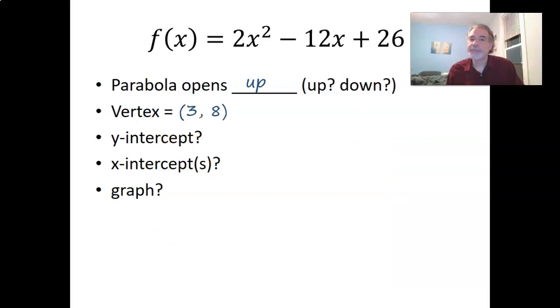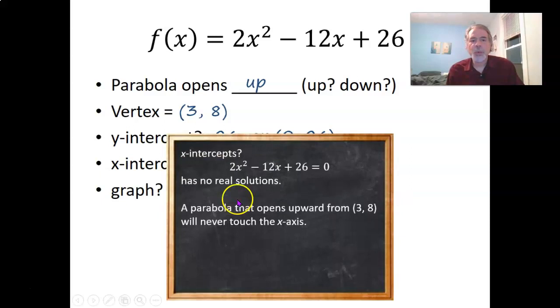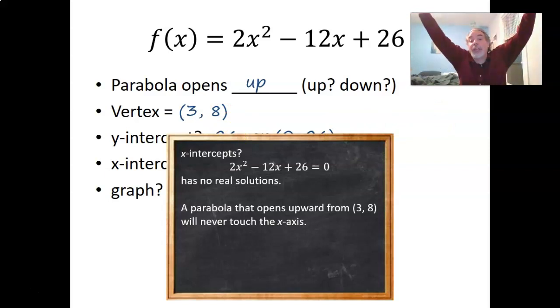The y-intercept, 26, or 0, 26. X-intercepts, well, we could set the function equal to 0 and try solving, and it would turn out that there are no real solutions, none that don't involve square roots of negative numbers. But even without looking at that, I notice the vertex is at 3, 8, which is somewhere above the x-axis, and then we just go up from there. It opens upward from that vertex at 3, 8, so it's never going to touch the x-axis. No point looking for x-intercepts.